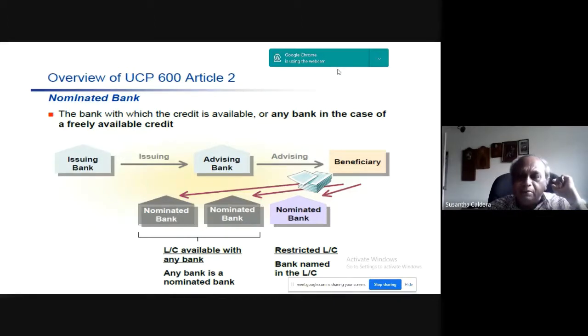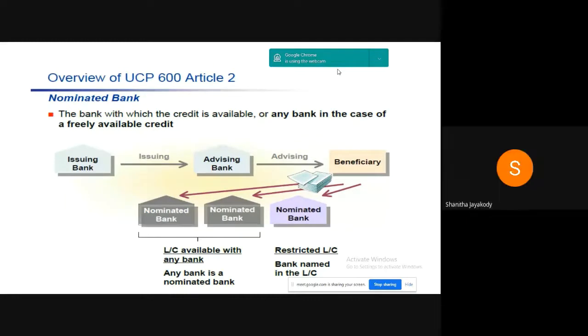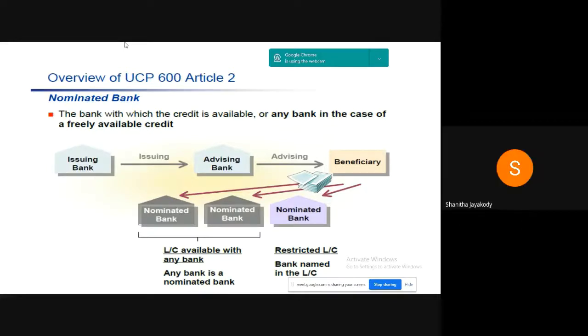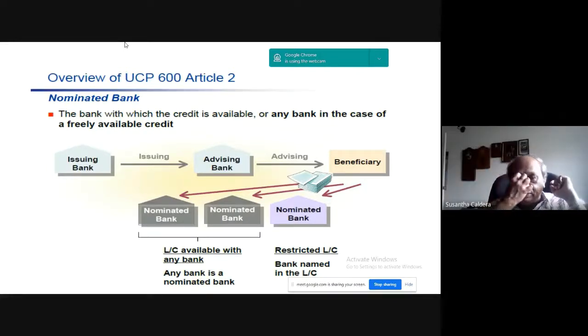And the LC is available with any bank. Am I correct? Yes, sir. Right. If it is available with any bank, he goes to one of his preferred banks, Bank of Ceylon. Then your question was, how does Bank of Ceylon know that it's an authenticated LC? Yes, sir. Right? When the advising bank advises the LC, what do we put? We put a rubber stamp, do we not? We advise this authenticated LC without any responsibility on our part.